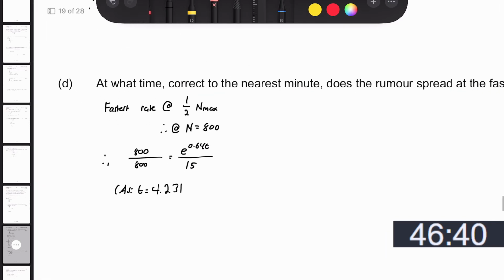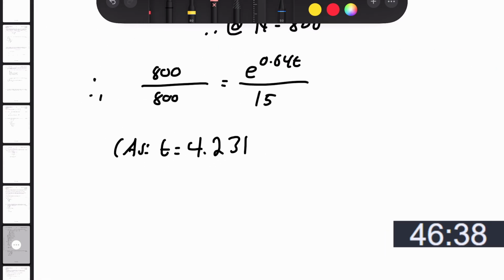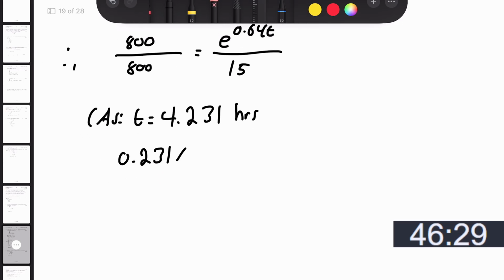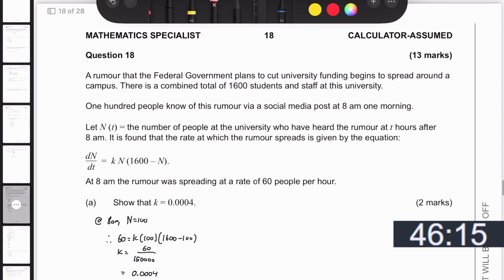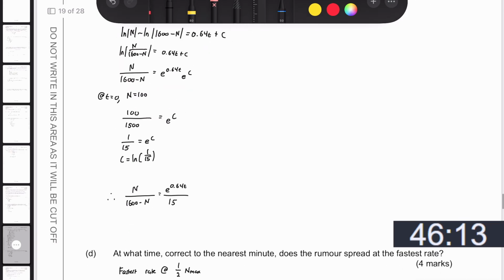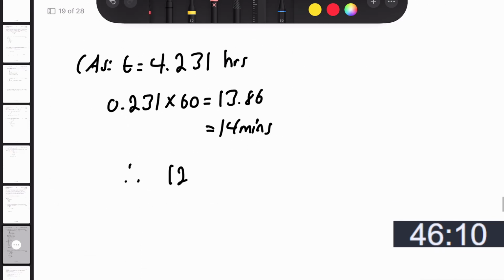I'll correct it in just a minute. So 0.231 is equal to 60... 13.86 is equal to 14 minutes. Therefore we have that it's going to be at 12:14 p.m.